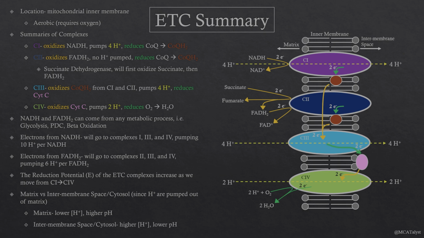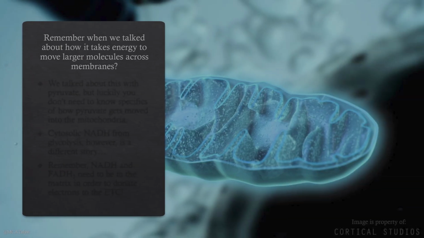The intermembrane space, since it is receiving those protons from the matrix, is going to have a higher hydrogen concentration, which means it will have a lower, more acidic pH. So remember earlier when we talked about how it takes energy to move large molecules across membranes? This was really important for the PDC because we had to do it with pyruvate.